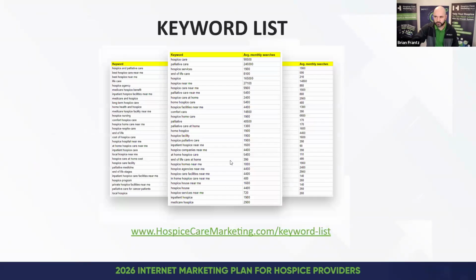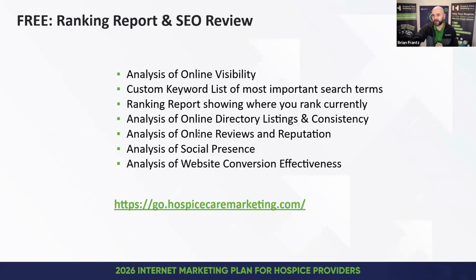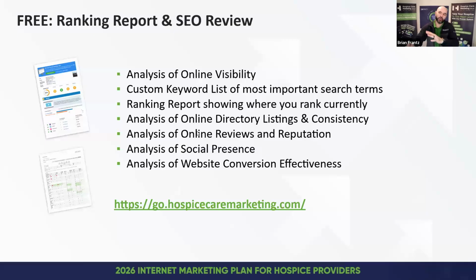So we have this keyword list, hospicecaremarketing.com/keyword-list. It'll show you the search volume and all the different keywords that can be found. And we'll do this report for you for free, right? To let us know, go to go.hospicecaremarketing.com. We'll do the ranking report for you and hand you that link so you can see where you're ranking in your market.